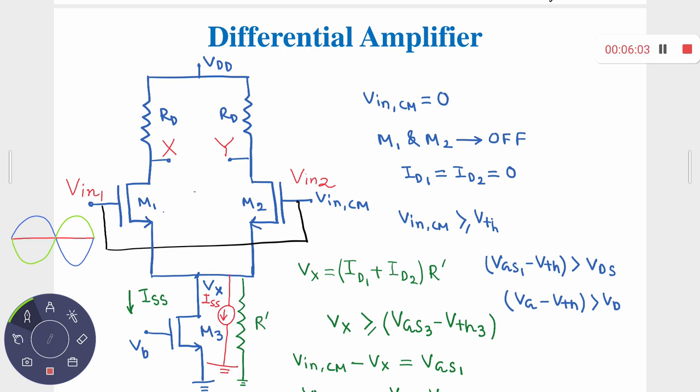What do you expect? Obviously, it will be off. It should be off. And if both of them are off, then there is no current flowing. ID1 equal to 0, ID2 equal to 0.